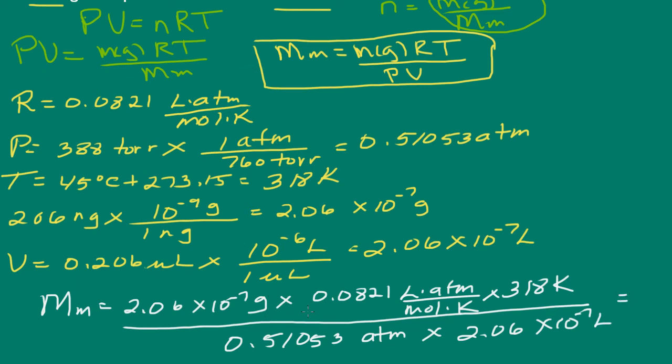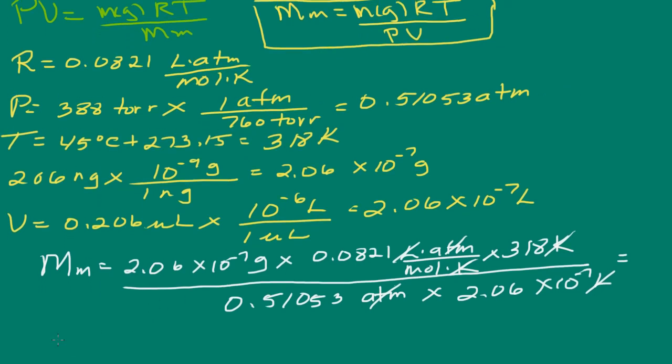Now, I'm going to make sure that my units cancel so that I get my desired units, which of course is grams per mole, the molar mass. So atmospheres cancel, liters cancel, and Kelvin cancels, and sure enough, I'm left with grams per mole. So I plug this into my calculator, and I end up with 51.1 grams per mole.